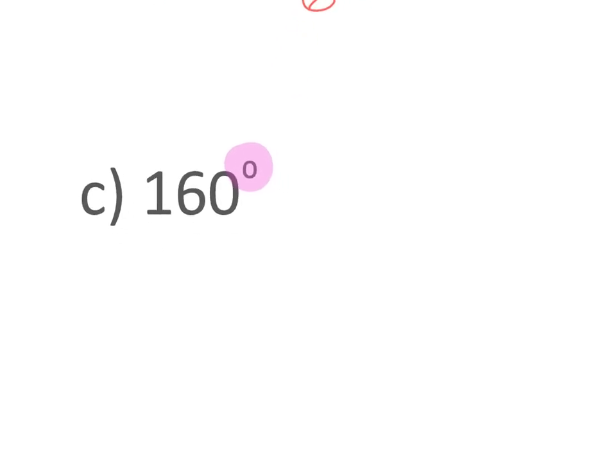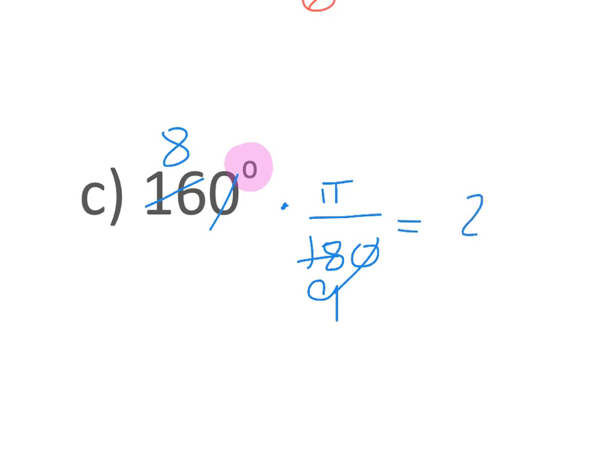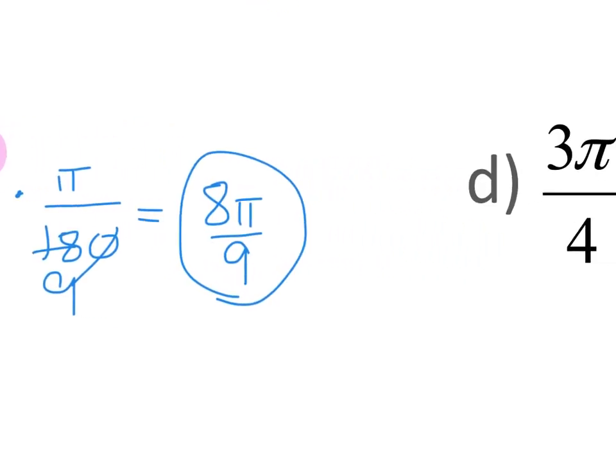Looking at C, 160 times pi over 180. Again, we can cancel through the zeros, and then 16 and 18 are both divisible by 2. This would be 8, this would be 9, and I'd get 8 pi over 9. On a question like this, you probably would not have a calculator, so I wouldn't rely upon it. You want to keep it exact, so keep it as 8 pi over 9 and not round that to a decimal.